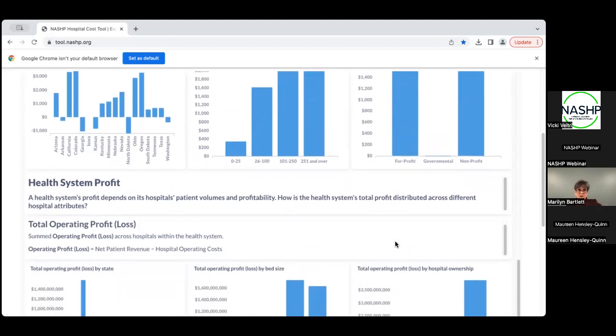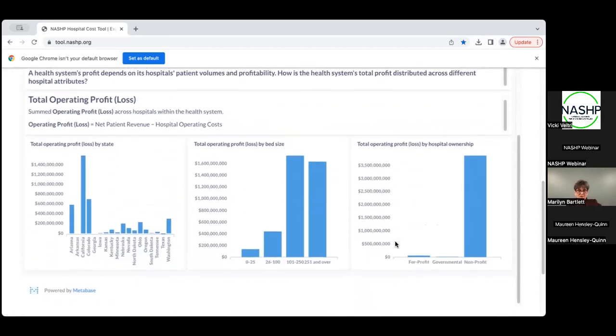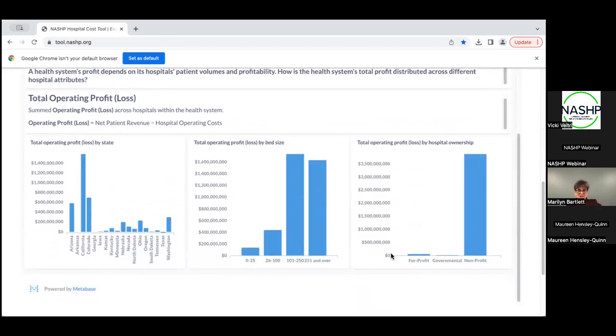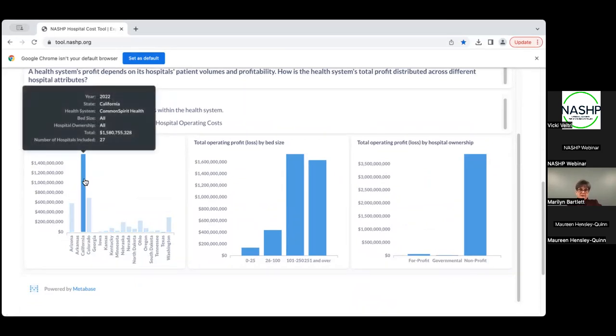The last thing we look at now, this is total. This is the first time we've shown you something that wasn't a median. We are adding what is the total operating profit. California, the fact they have so many discharges, they may have the lower profit margin, but that volume makes up for 1.5 billion in operating profit.